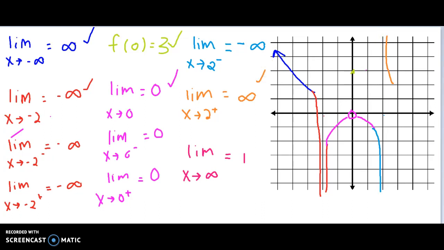Now our last statement, the limit as x goes to infinity equals 1, says as we move far to the right all the way to infinity on our x-axis, this function is going to flatten out at 1. And there we have a graph given the following limit statements.